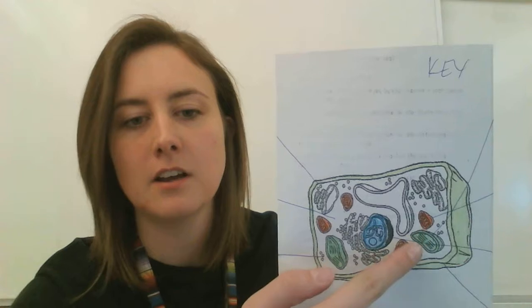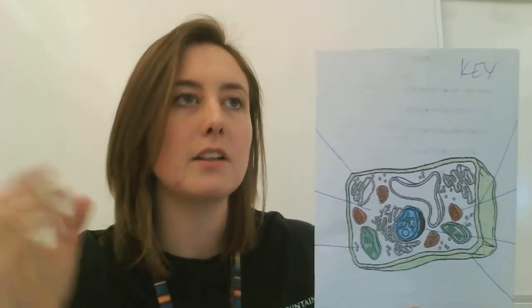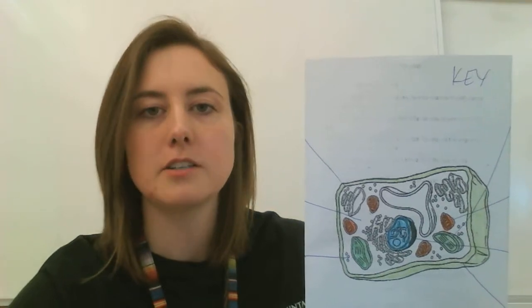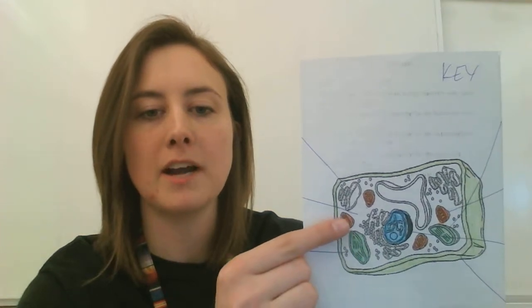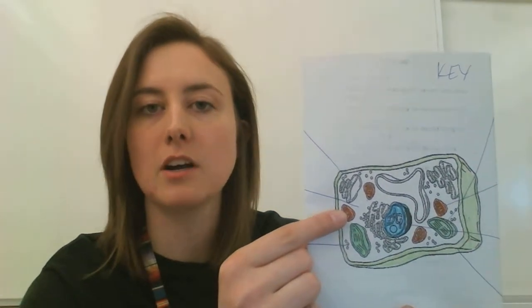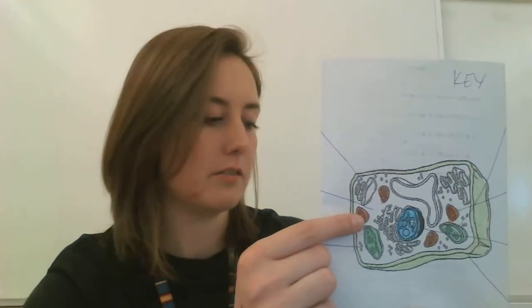Next is the chloroplast. That's these two green things. The chloroplasts, they're only found in plant cells, and they use the energy from the sun to make sugars for the plant. Now the plant cells, they have chloroplasts to make sugars, and then the mitochondria in the plant cells break down those sugars to make energy for the plant to grow and stuff, okay?